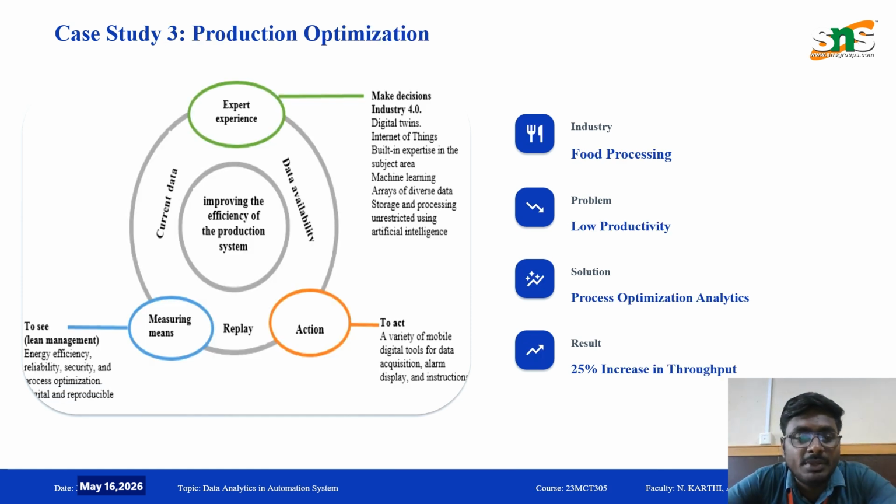And the third case study is process optimization. For example, we can take a food processing industry. The problem was low productivity and inconsistent output. The solution was process optimization using advanced analytics on production line data. This resulted in a 25% increase in throughput. So even traditional industries like food processing are benefiting hugely from these technologies. Across automotive, electronics and food sectors, we can clearly see the ROI.